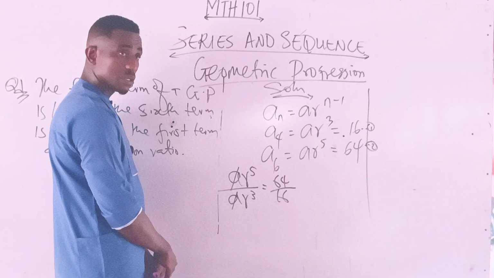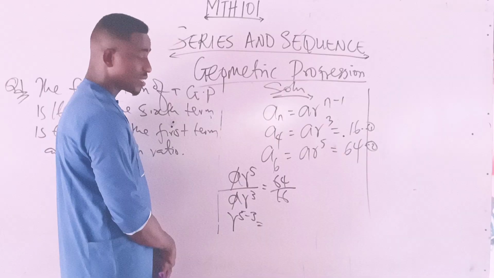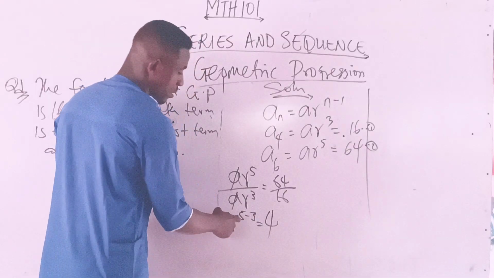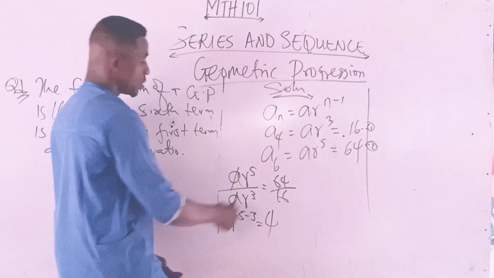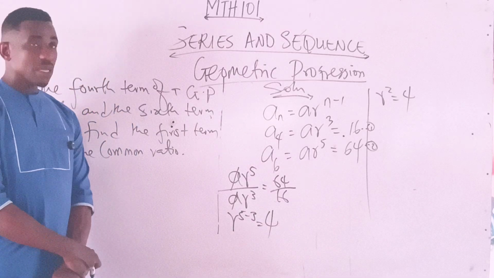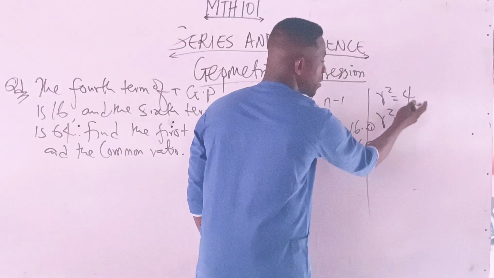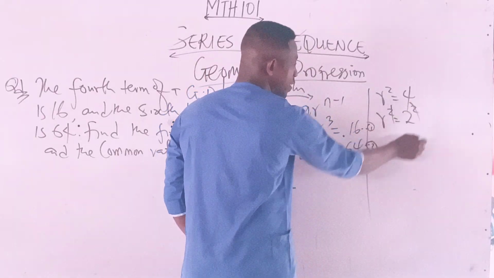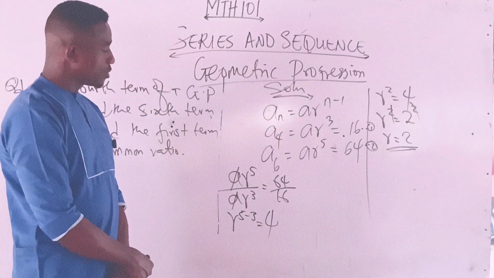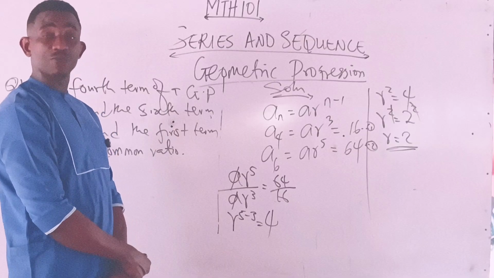Division is what? So R^(5 minus 3), am I correct, is equal to 64 divided by 16, which is 4. 5 minus 3 is what? So R squared is equal to 4. Am I making sense? If R squared is equal to 4, remember, 4 is 2 squared. Can this cancel this? R is equal to what? Is that my final solution? What are we looking for? First term and common ratio. Oh, we have got the common ratio, right?